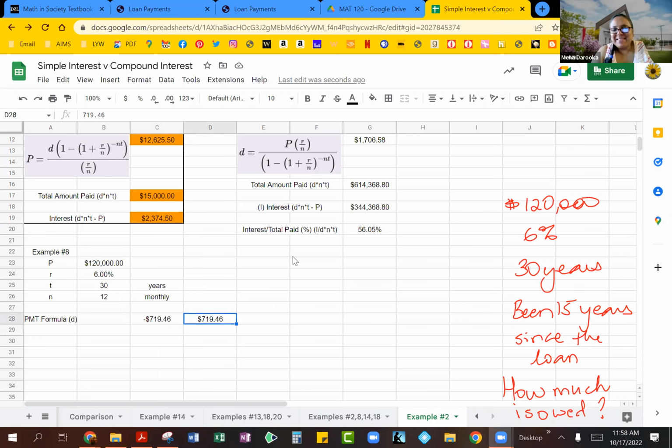You put 15 instead of 30. That's kind of what I was thinking, Amanda. Yeah, because that's why you were getting a larger amount also. So you are looking at $719.46. And then, of course, let's see what that looks like.